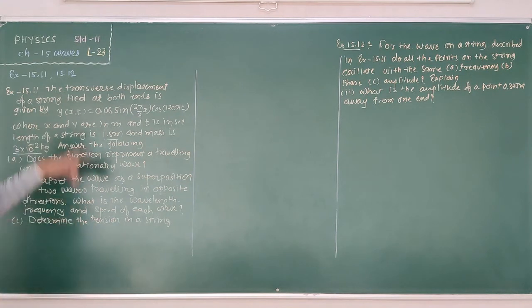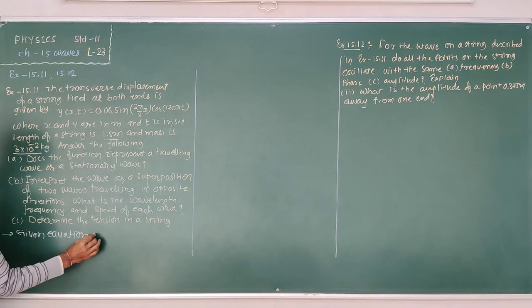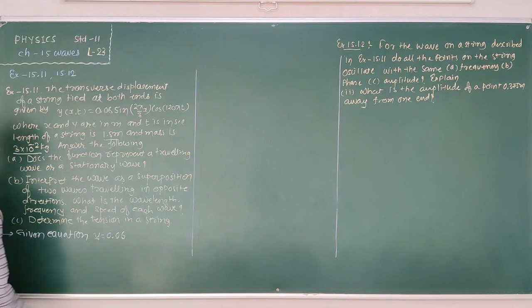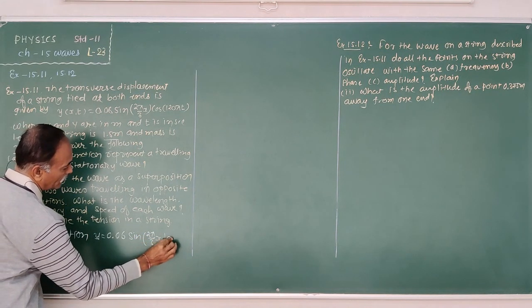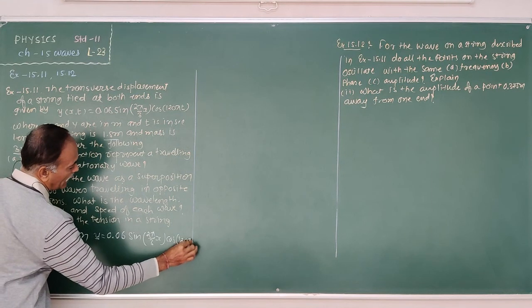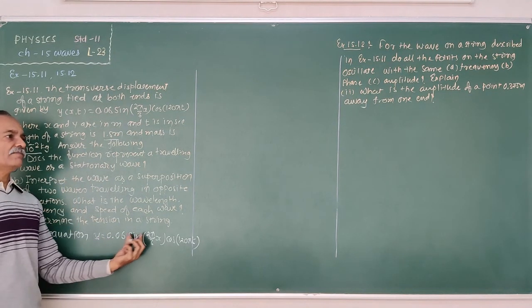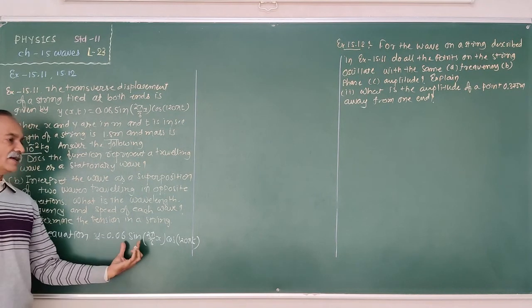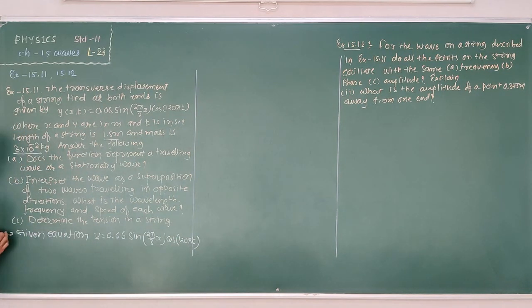Clear this? Okay. So first the given equation is y = 0.06 sin(2π/3 x) cos(120π t). Now this equation represents a stationary wave. Why? Because it is the product of two harmonic functions. One is in terms of x and the second is in terms of t. This is the answer for part A. It is a stationary wave.